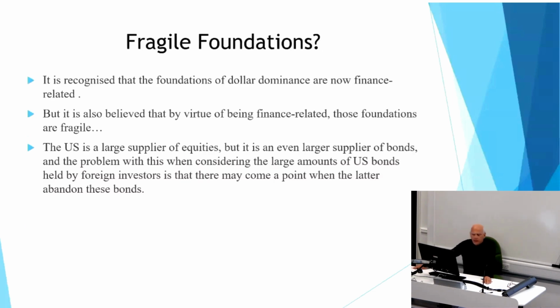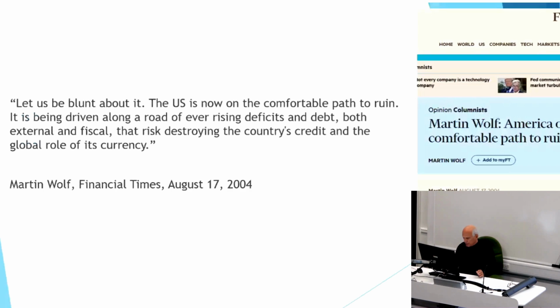Now, it's recognized that the foundations of dollar dominance are now finance rather than production related. But it is also believed that by virtue of being finance related, those foundations are fragile. The US is a large supplier of equities, but it is an even larger supplier of bonds. And the problem with this, when considering the large amounts of US bonds held by foreign investors, is that there may come a point when the latter abandon these bonds.